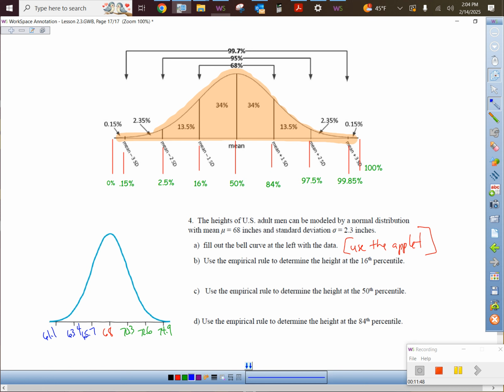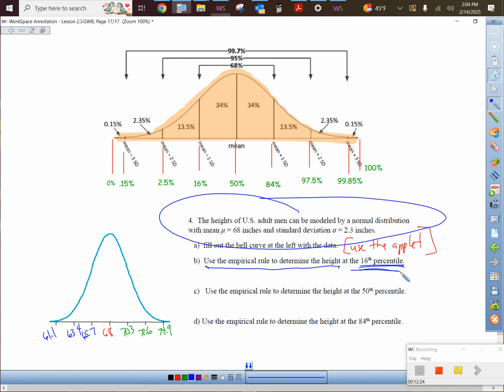It says use the empirical rule to determine the height of all these people. Back to this question, this was an average U.S. adult height in inches at the 16th percentile. When they say use the empirical rule, it means it's going to land on one of those awesome percents. Do you see this guy right here? Boom, 16%, right? That's the 16th percentile. You got to follow him up and see where he is in relation to the mean.